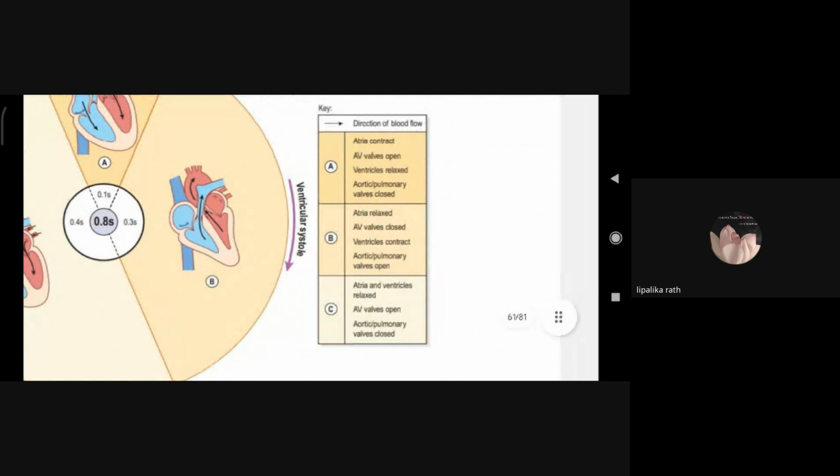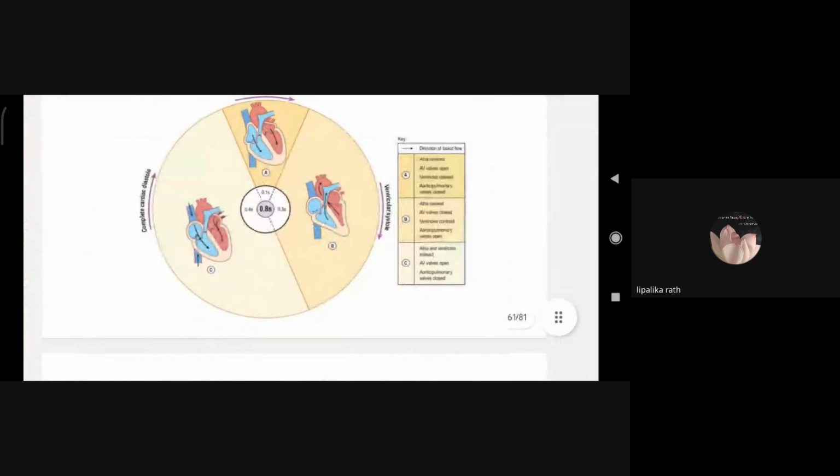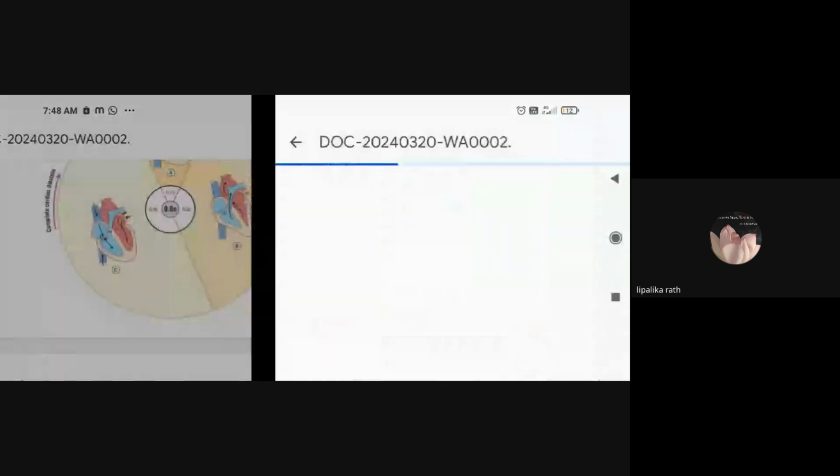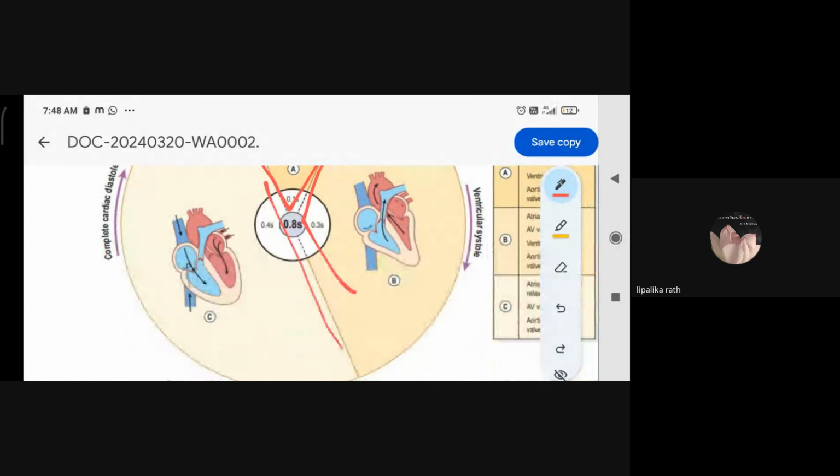Atria, in this picture you will see as per the color, it is contraction of the ventricle, and this is, yes, any problem?